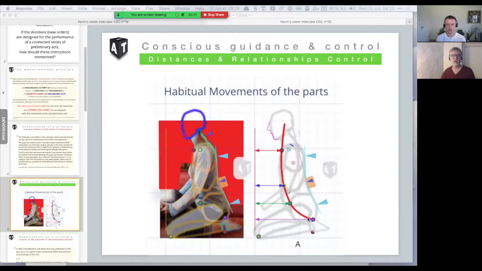We are talking about bony parts, and we can calculate very easily, sometimes using a wooden ruler, the distance of these different spots to a vertical frame of reference. Very often during a lesson, I ask the pupil to be sitting or standing in front of the wall so that this kind of geometrical control can be made. And so what we see here is a result of coordinated acts that the person has performed simultaneously. This is the habitual movements of the parts. The idea behind conscious guidance and conscious control is exactly what I'm explaining here.